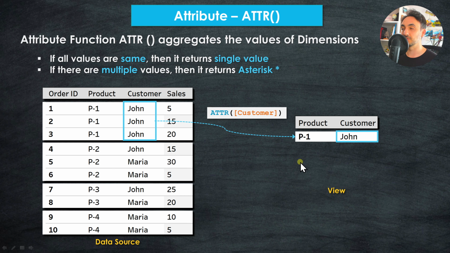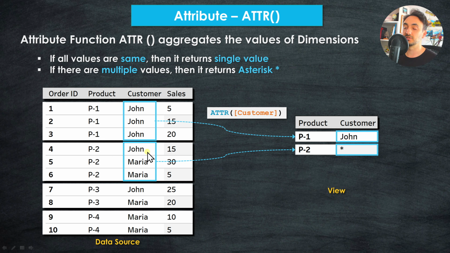Let's go to the next group, so the P2. As you can see in the customers and the P2, we have different values. The first one is John, the second one is Maria, Maria. So we don't have the same values, right? We have different values. That's why Tableau is going to execute the second option, because we have multiple values and Tableau is going to return an asterisk. So that's why we have an asterisk in the results. So this is how the attribute function works in Tableau.